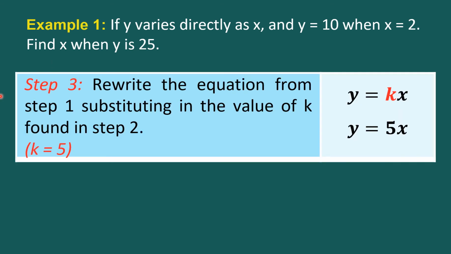In step 3, we have to rewrite the equation from step 1, substituting in the value of k found in step 2. Remember, in step 2, we find the constant of variation, which is equal to 5. Now, from our equation in step 1, y equals kx, we now replace k by 5. We now have our equation y equals 5x.